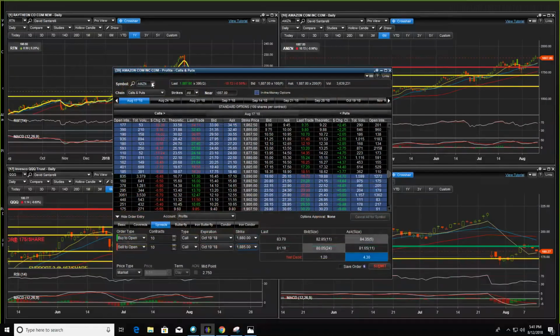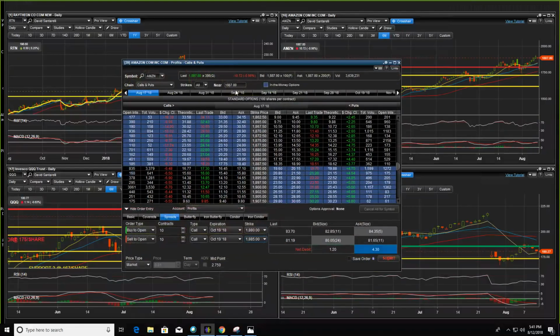So first off, I have my profit account here pulled up on eTrade Pro. And first, like I said, I'm going to go over what stock options are, basically calls, puts, and then I'll talk a little bit about spreads. So basically, guys, let's take a look at Amazon, for example.